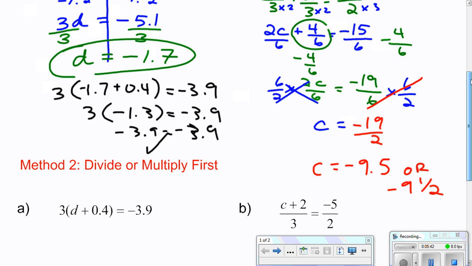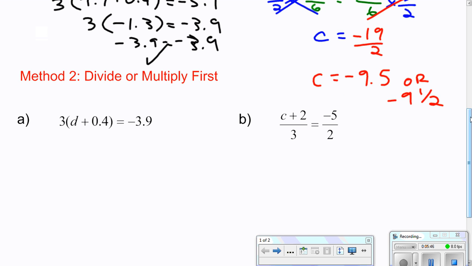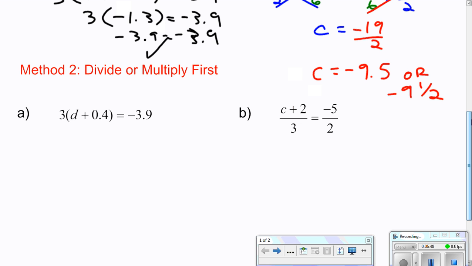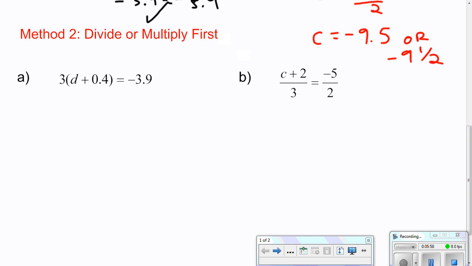So that's using the distributive property method. However, there's another option. When you have something being multiplied, we can always divide to undo it or remove it. So we don't necessarily have to distribute. Sometimes it's going to make more sense, sometimes it's not. So you really have to start getting to be able to differentiate between when you should distribute and when you shouldn't.